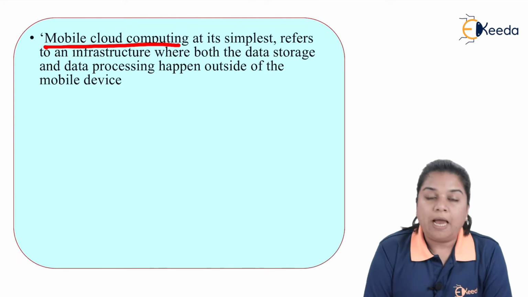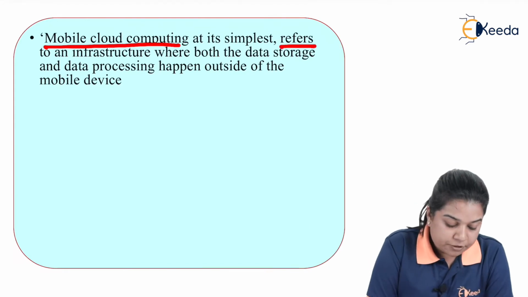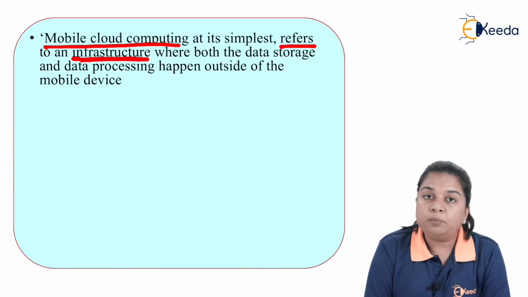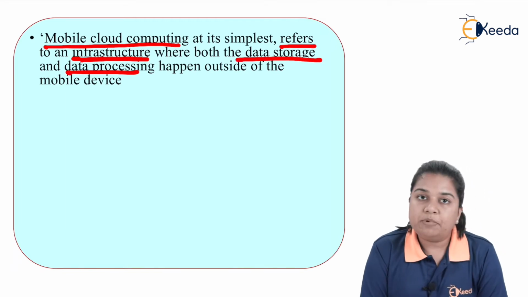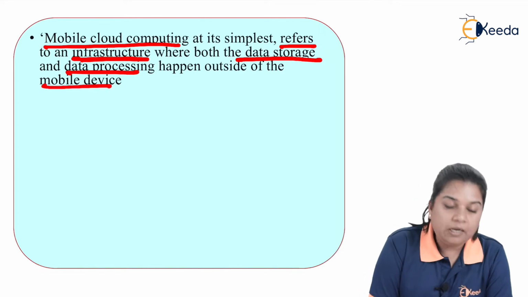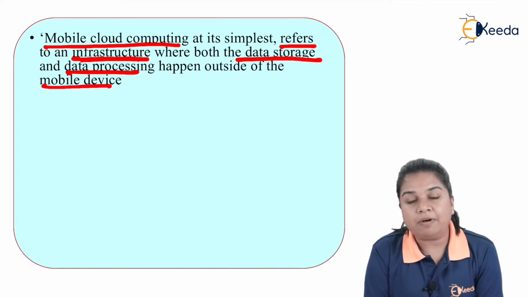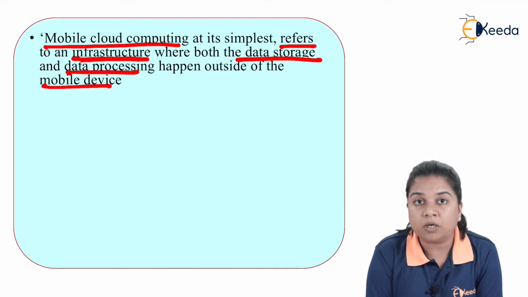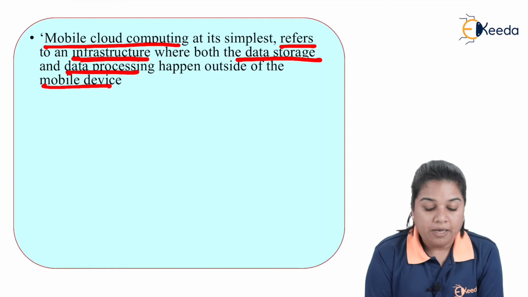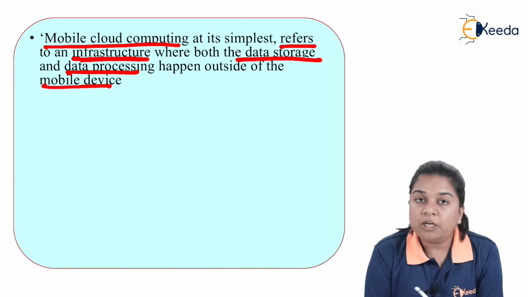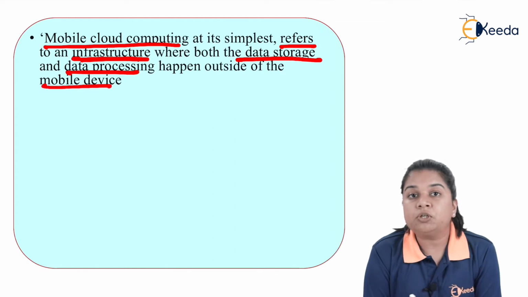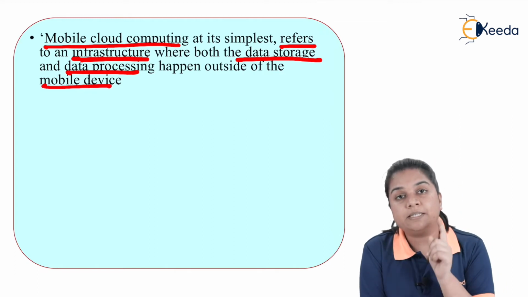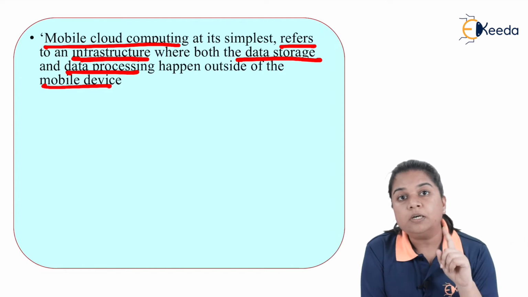Mobile cloud computing at its simplest refers to an infrastructure where both the data storage and data processing happen outside of the mobile device. That means the device in which we are accessing or working, or the end user is working using that application, but the data storage for that application and the data processing for that application will not be done in that device. Instead, it will be done in the cloud server.